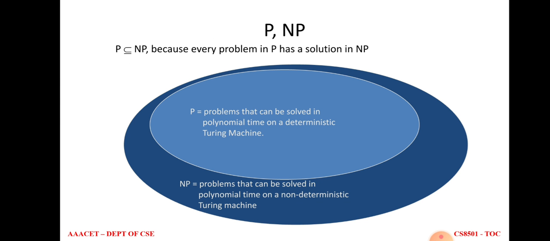So what is NP? Here P belongs to NP. The class P belongs to NP, because every problem in P has a solution in NP also, but it is not the reverse, which means NP does not belong to P, because a problem in NP may have no solution in P. NP is nothing but the problems that can be solved in polynomial time on a non-deterministic Turing machine. So P belongs to NP.